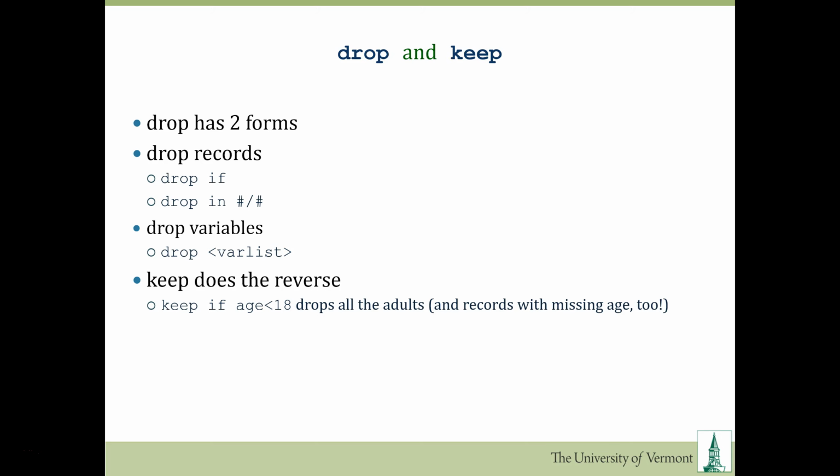You can also drop variables, and you could say drop race and drop race, age, sex, and income. Those are all possibilities. Finally, the command keep does the opposite of what drop does. So if you say keep if age less than 18, well, it drops all the adults. It also notably drops records with missing age because they have an age greater than 18.